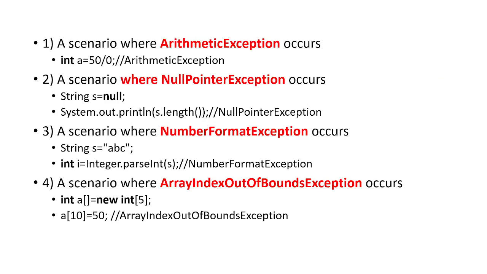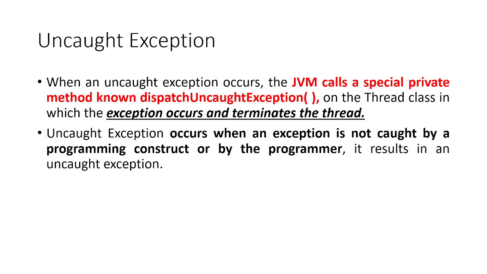If you want to handle an arithmetic problem, that is an ArithmeticException. If you want to handle null, that is a NullPointerException. If there is a number format problem, that is a NumberFormatException. If your array index is out of bounds, that is an ArrayIndexOutOfBoundsException. The uncaught exception handler is a special private method used to handle the exception. In the thread class in which the exception occurs, it just terminates the thread.